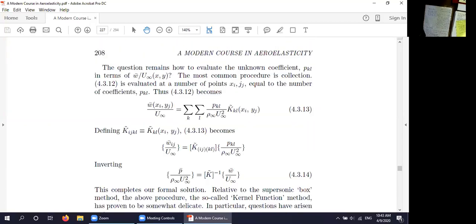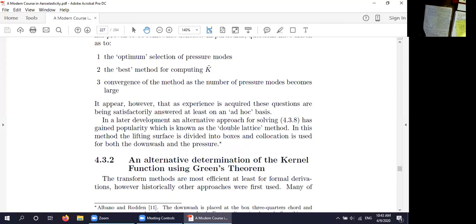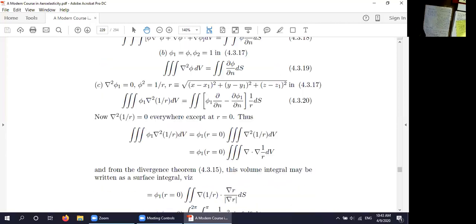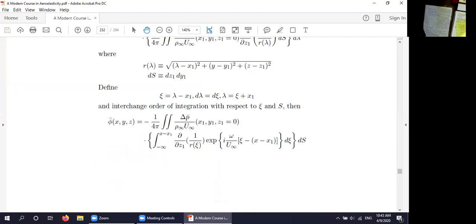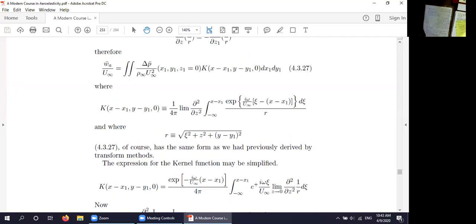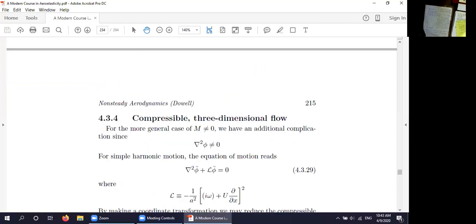And this gives you some of the details of all that. There's an alternative derivation of that integral equation in the book, which I'm not going to go through, which involves using Green's theorem. As you can see, it takes a few pages.